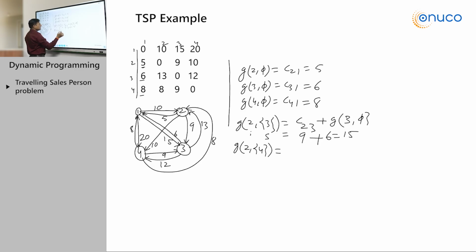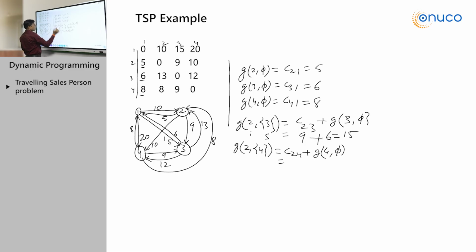Similar way, you can compute g(2, 4, {j}). So, you are going to write C of 2, 4 plus g of j, 4, comma, 4 minus 4. There is no element left. So, C of 2, 4 is C of 2, 4.